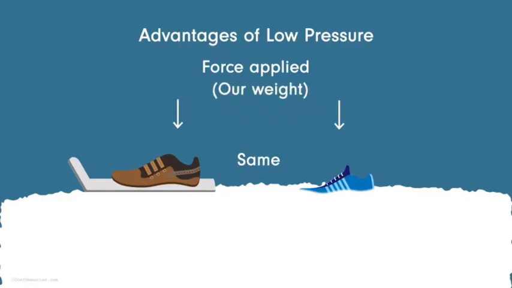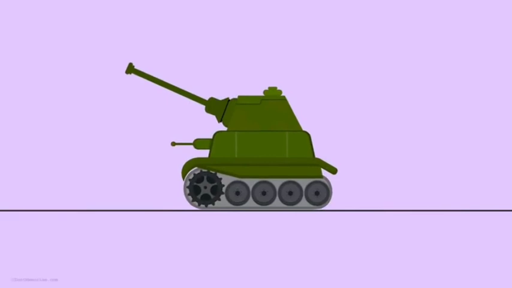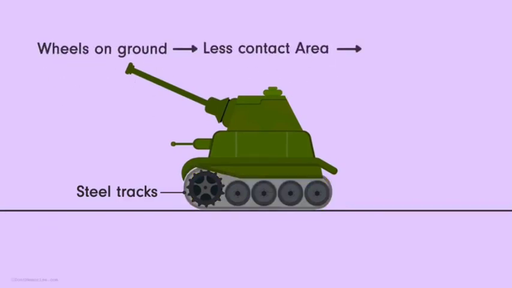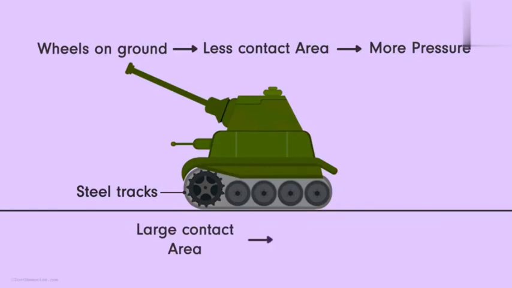Have you ever wondered why the wheels of an army tank run on steel tracks rather than on the ground? Notice that the wheels are on steel tracks and are not touching the ground. The army tank is huge in size. If the wheels run on ground, due to less contact area with the ground, the pressure on the ground will be massive. However, the tracks have much larger area of contact with the ground and hence the pressure on the ground is reduced to a great extent.